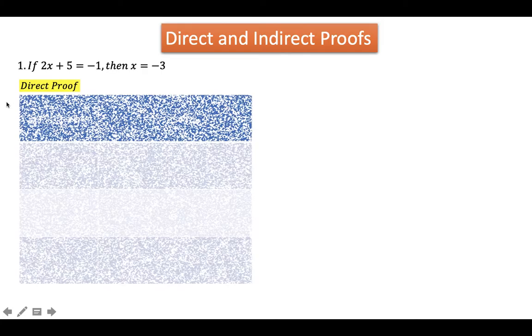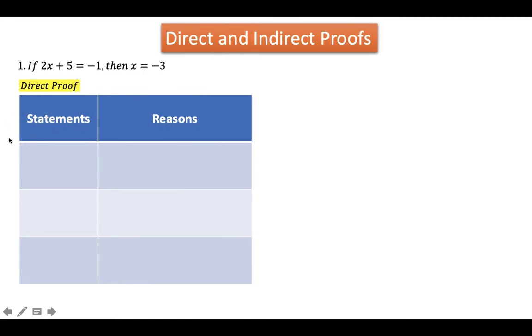By direct proof, we can use the two-column proof. The first column is the statement, and the second column is the reason. Our first statement is 2x plus 5 is equal to negative 1. Our reason is that it is in our given. Then from this given, we can simplify by the addition property of equality, adding negative 5 to each side of the equation.